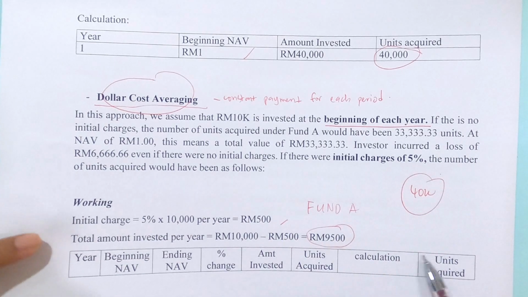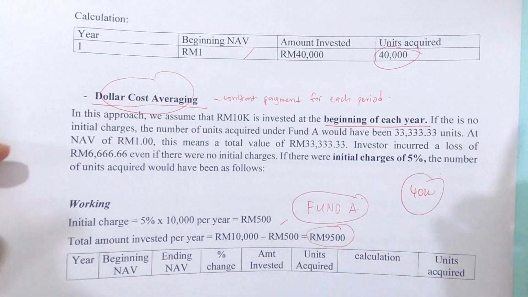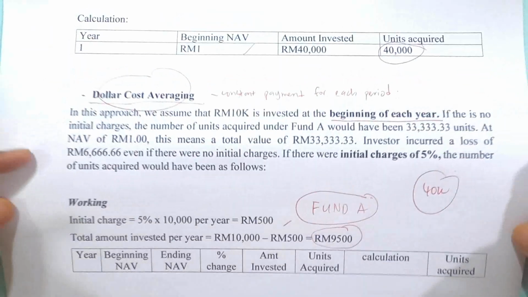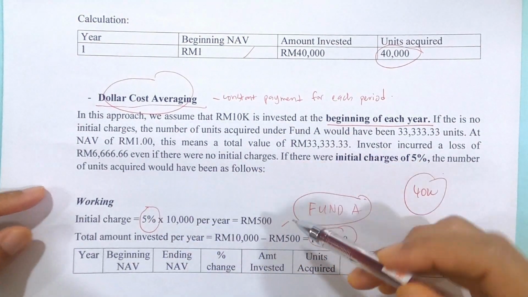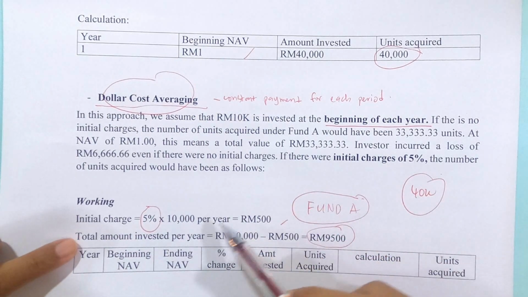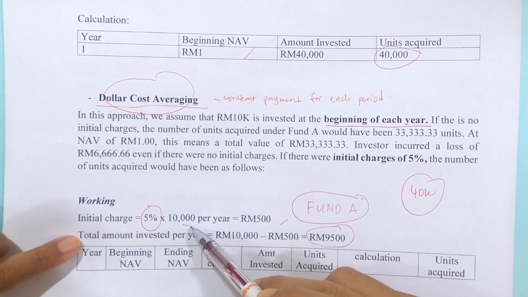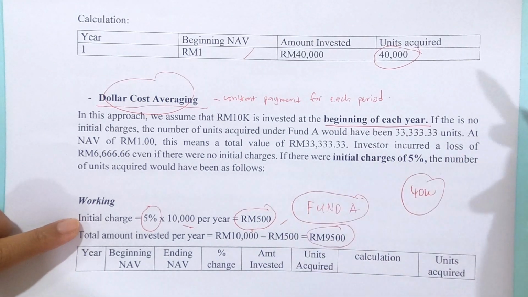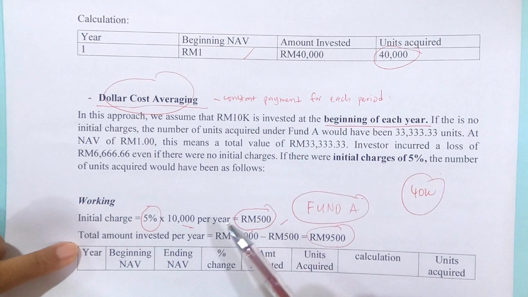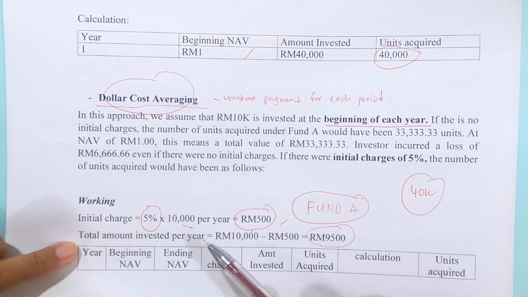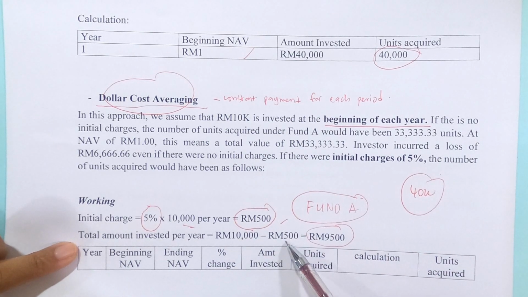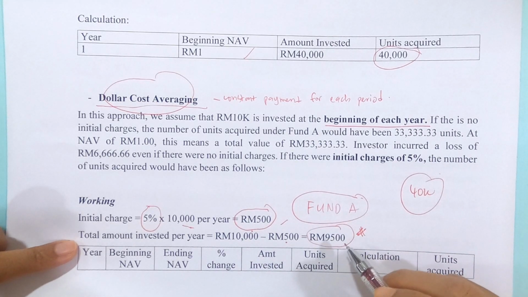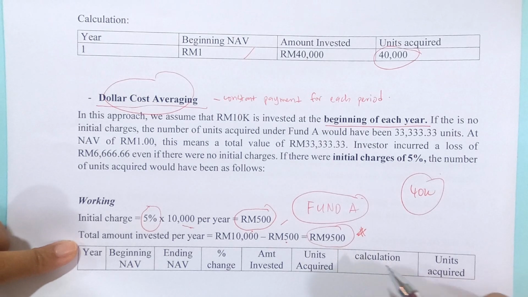Therefore, if we look at this table for Fund A, let's say the initial charge is 5% and the amount invested is 10,000 per year, it means that the initial charge is 500 per year, which means the total amount invested for that year, which is 10,000 minus 500, the balance of just 9,500 will be used for the investment.